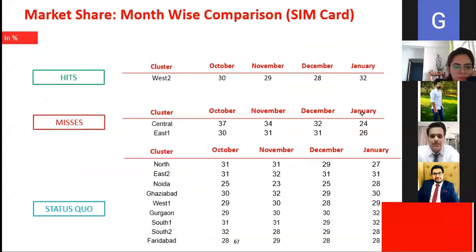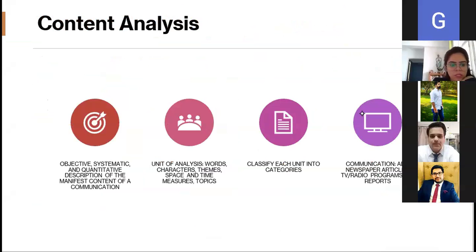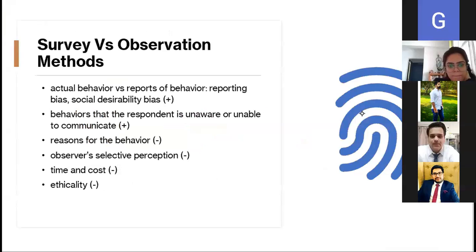And then the percentage of market share, weekly sales of dongles. This kind of analysis we did for them. What is the dongle penetration? How many dongles do they have? So it was based on inventory. And then there's something called content analysis. I'm not going through this, you can go through it later.